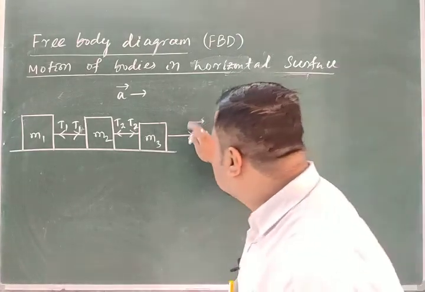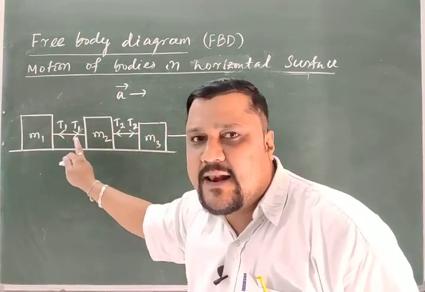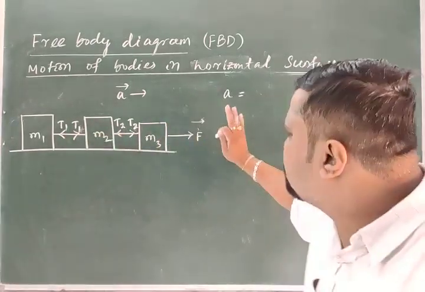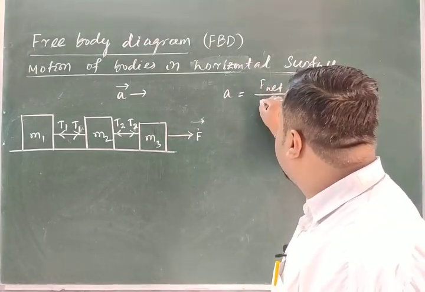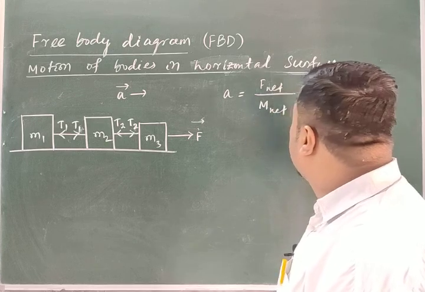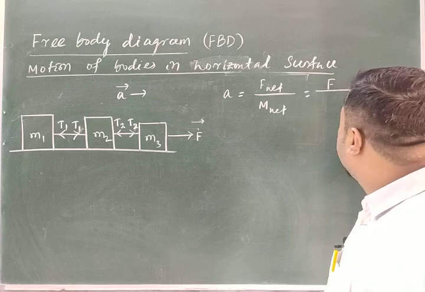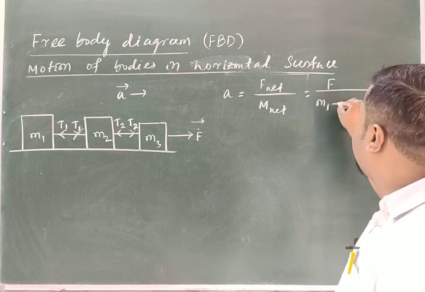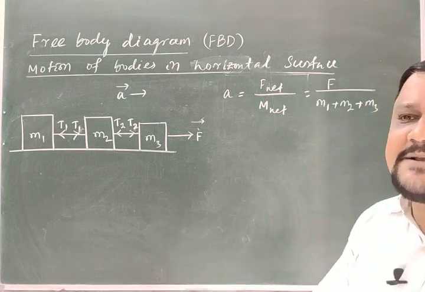Net force means this shape. These are the forces. Yes, the tensions are forces, but they are internal. We will not consider the internal forces. So a is equal to the net force by net mass. What is the net force? The external force is F, divided by the net mass m1 plus m2 plus m3. So this is the expression for acceleration.